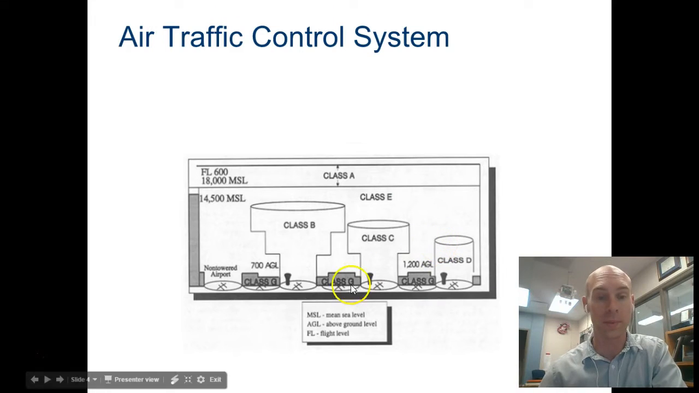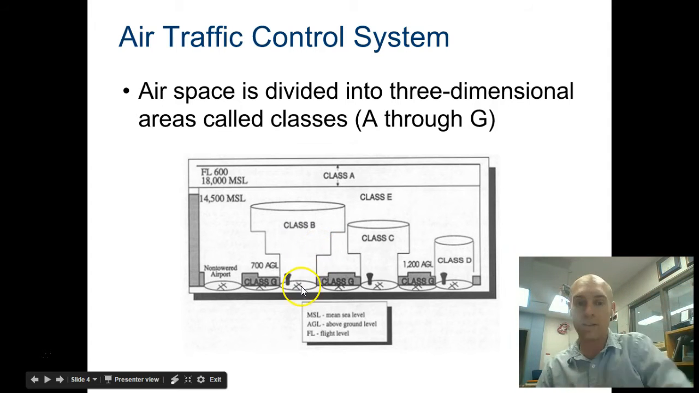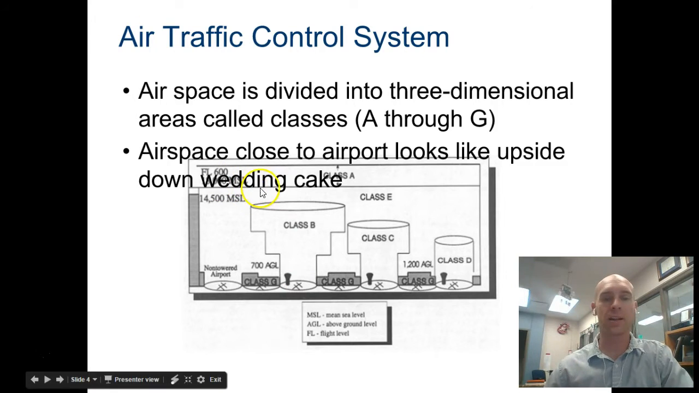The air traffic control system is based on these upside down wedding cake type things. It's divided into three-dimensional areas called classes. You have A through G. So DIA is going to have the highest level of restricted airspace. If you look at this, above the airport, at this altitude, in this little example around 700 feet above ground level, AGL, you can't be in this area. But as you get higher and higher up, that branches out because planes are going to be descending into this area. They're going to be flying down like this, and then landing down here. So that's why this widens out as you get to larger airports. And again, it looks like an upside down wedding cake.